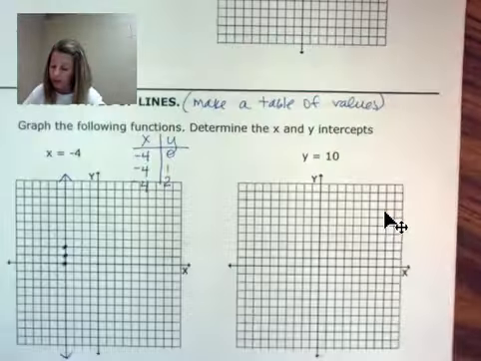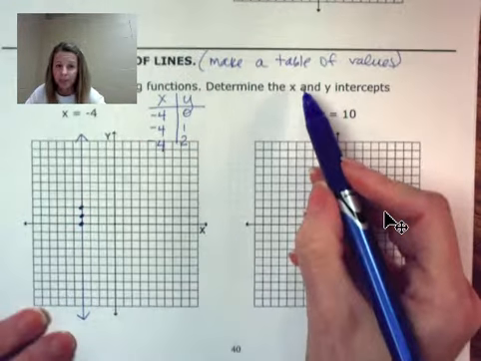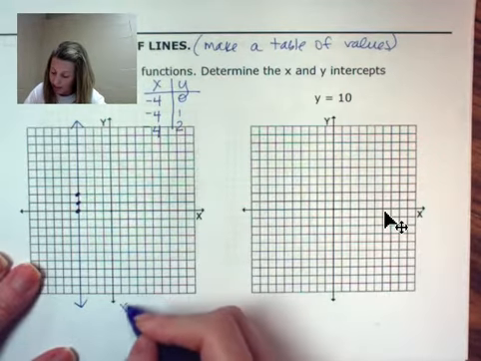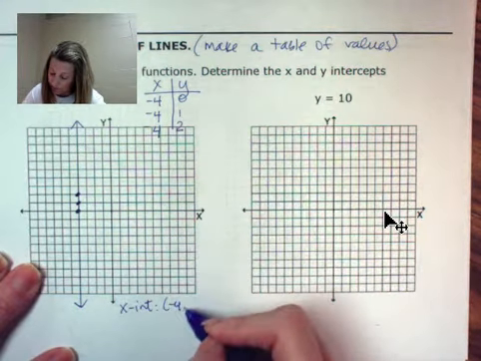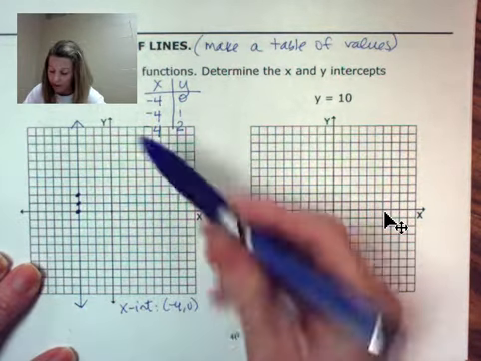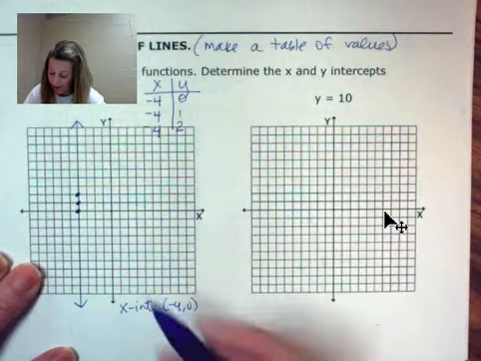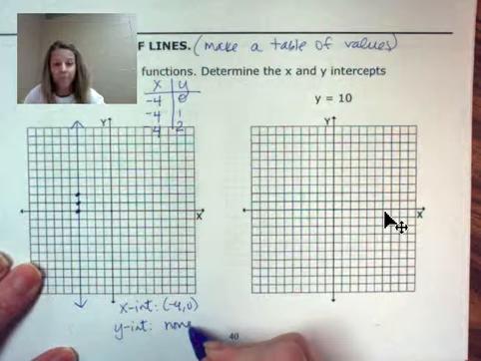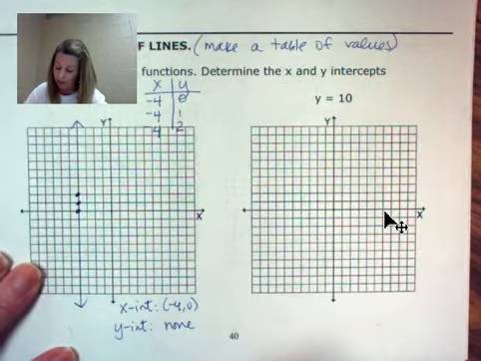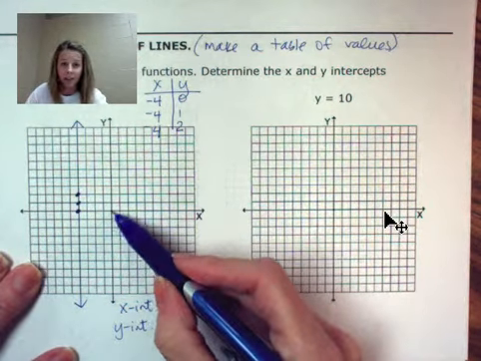And so when I look at that, my x and y intercepts are pretty easy. My x-intercept is right there, negative 4, 0. But my y-intercept, since that line's parallel, it's never going to intersect it. So my y-intercept is none. So remember, don't write 0, because 0 is at the origin and it's not going to touch there.